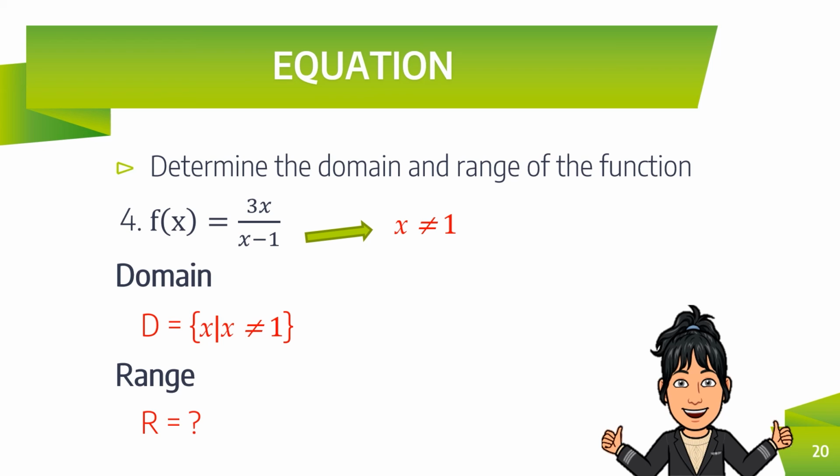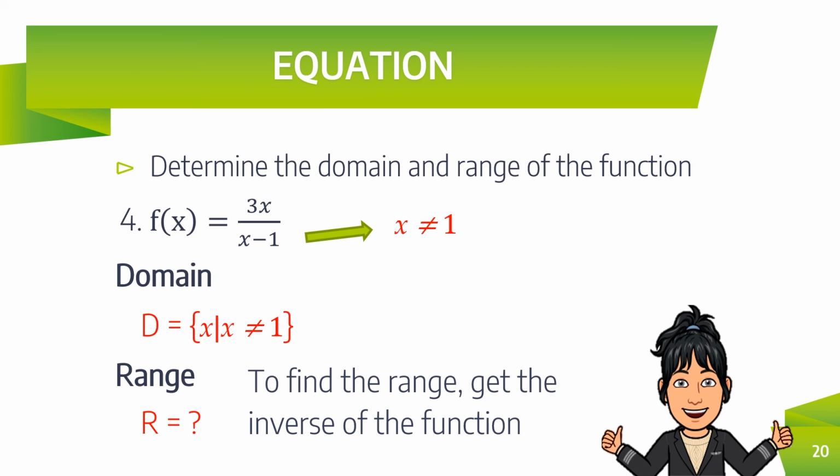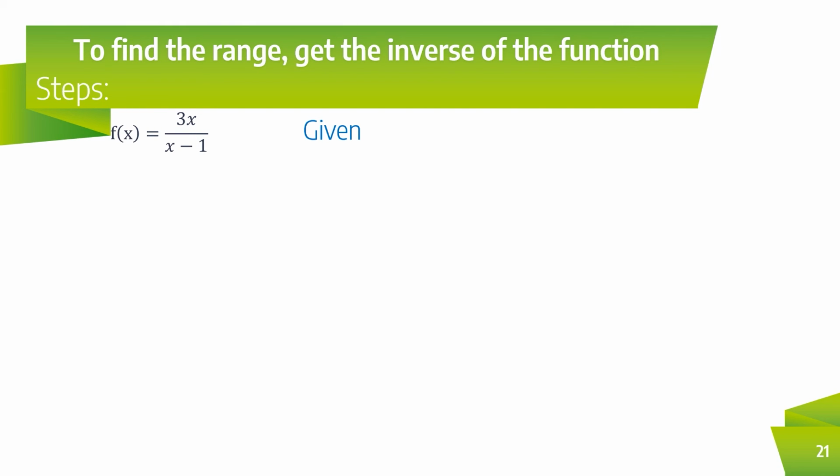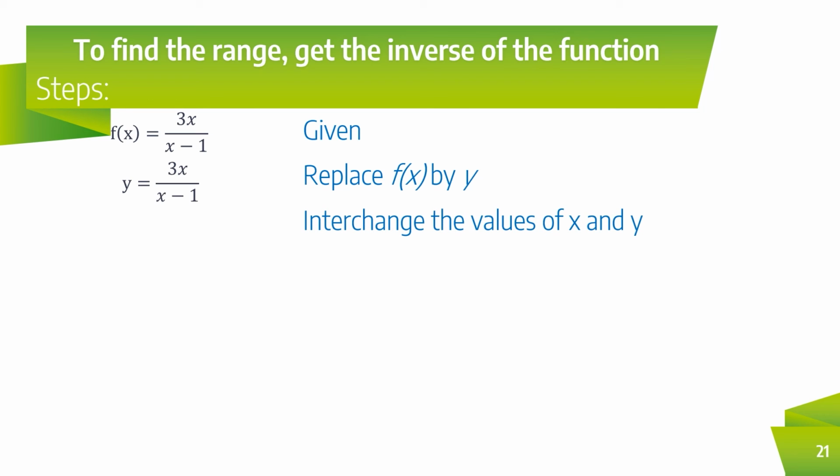How about the range? To find the range, get the inverse of the function. To find the range of f of x equals 3x over x minus 1, we have to get the inverse of this function by following different procedures. First, we replace f of x by y, and that will be y equals 3x over x minus 1. Next, interchange the values of x and y. We have x equals 3y over y minus 1.